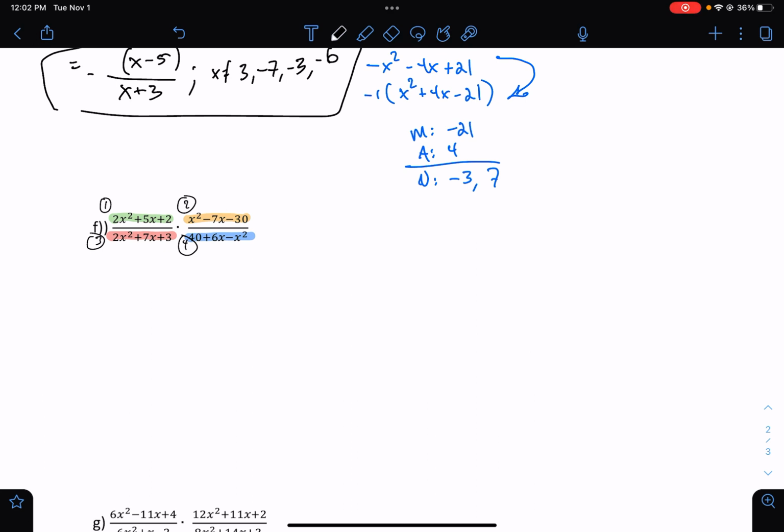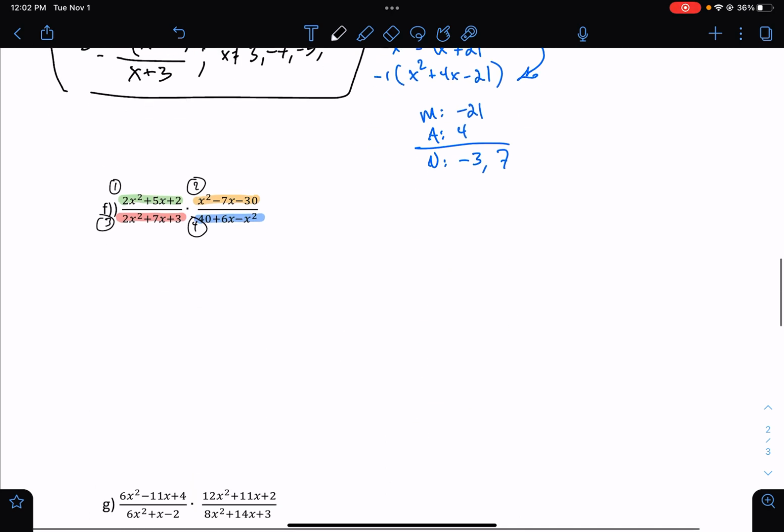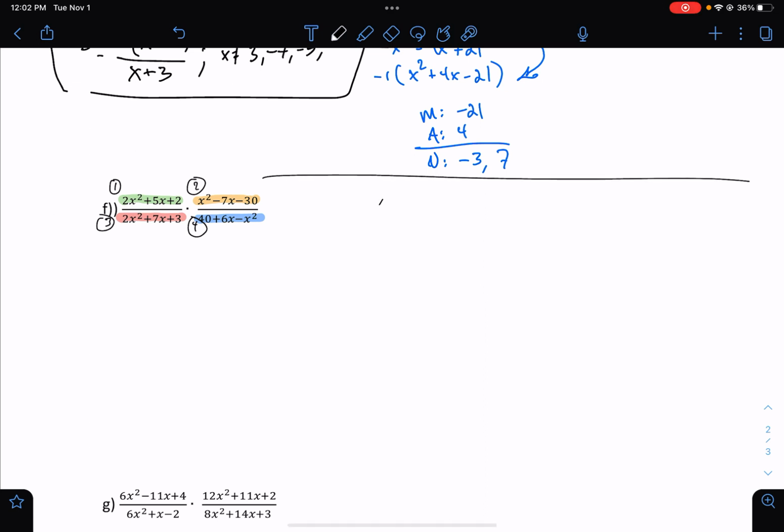Okay, so for the interest of this, our job here basically says simplify and state restrictions. So for number one, we're factoring number one. How do I factor number one? I need two numbers that multiply to 4 and add to 5.